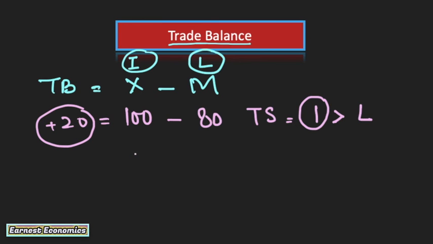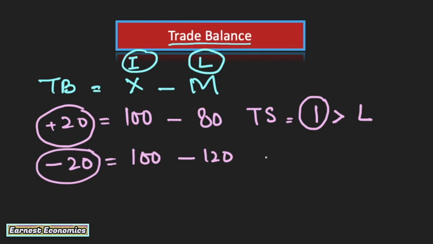On the other hand, if our exports are 100 and our imports are 120, our trade balance will be negative, minus 20. In this case, it is not a trade surplus, it's a trade deficit. At that time, our injections are less than our leakages, and the obvious impact is going to be a reduction in the volume of the circular flow of income.